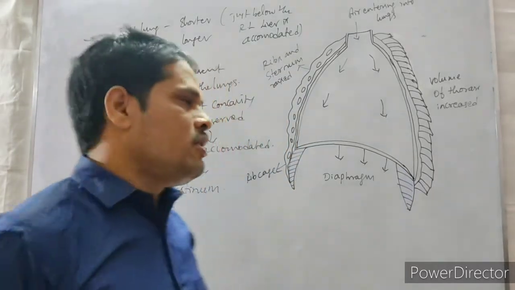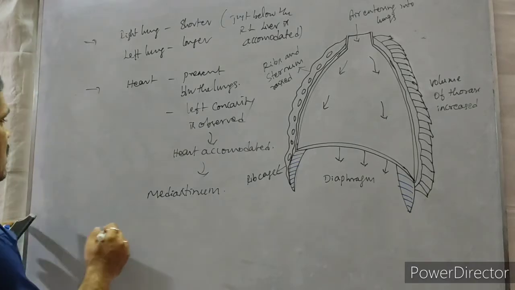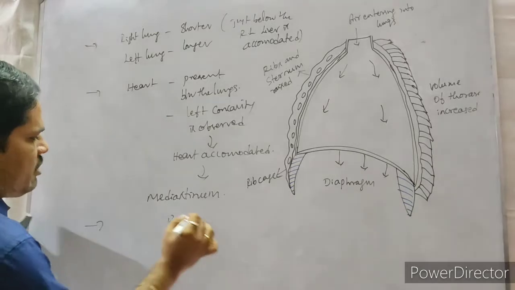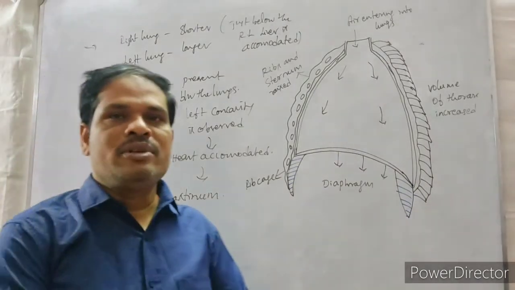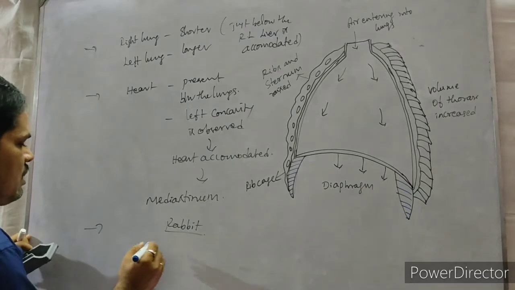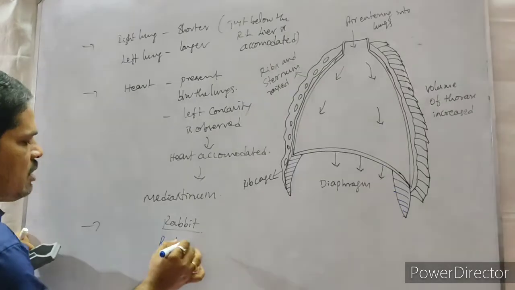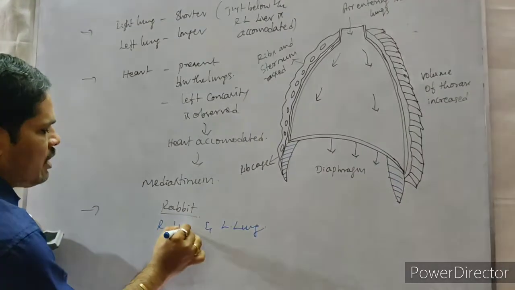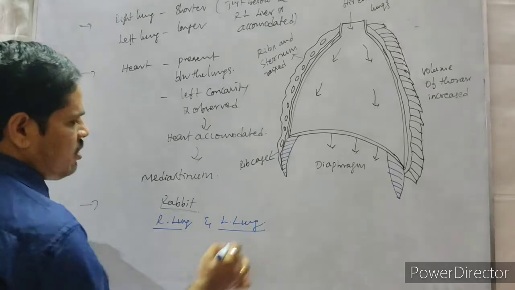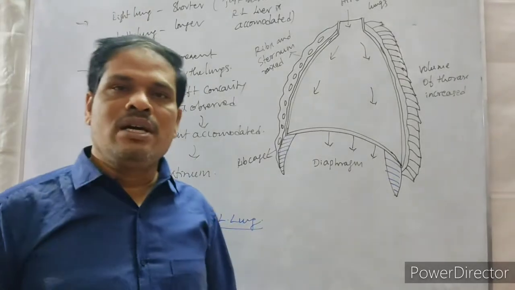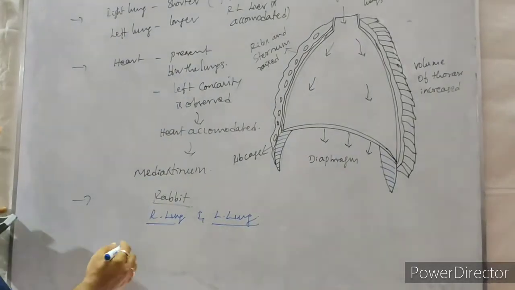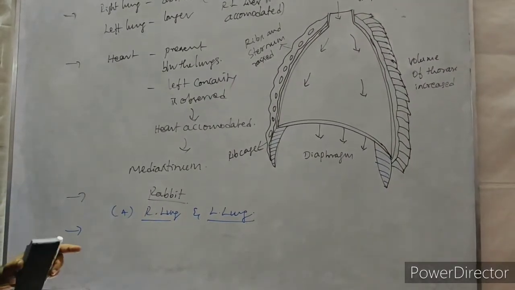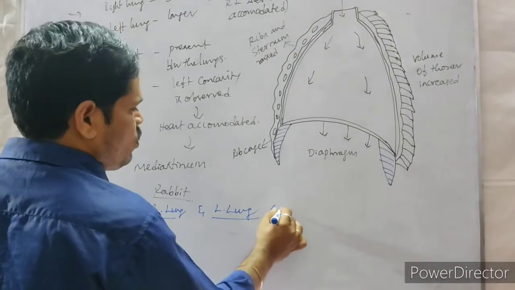The next one, if you see the lungs in rabbit. Here in the rabbit, as usual, the right lung and left lung are present. What are the lobes present in the right lung? Here it divides into 4 lobes. The right lung divides into 4 lobes. The left lung divides into 2 lobes.